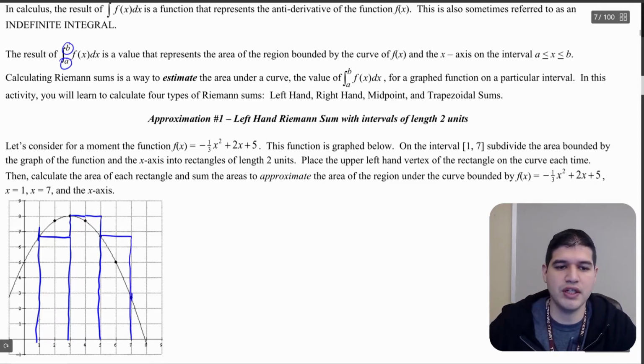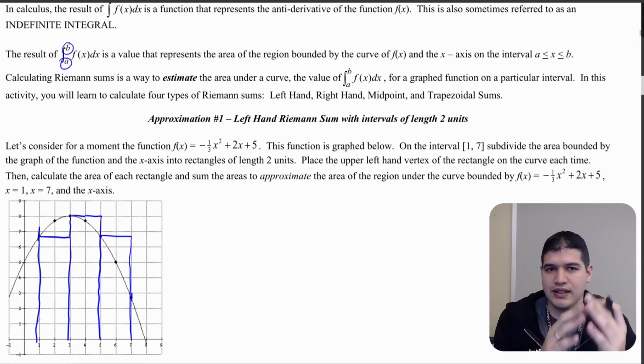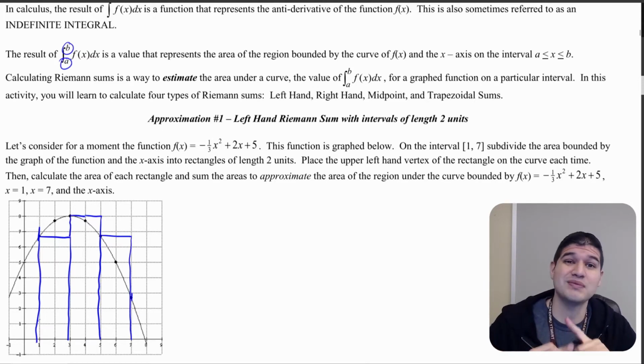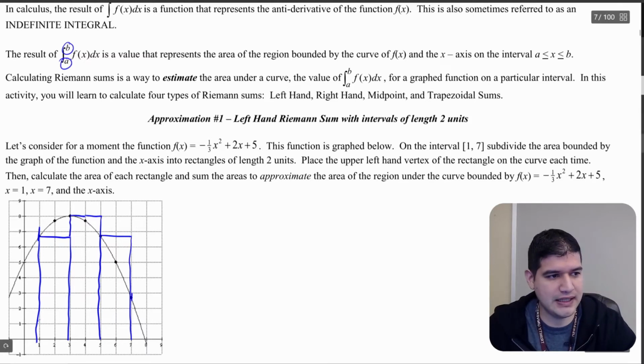Throughout these videos, we're going to condense the size of these rectangles. We're going to look at left-hand sums, right-hand sums, midpoint sums, and trapezoidal sums. What you notice here is that these rectangles roughly give the area bounded by the curve from 1 to 7. There are some points where it goes over, some points where it goes below, and that's okay, because this is just an estimate.